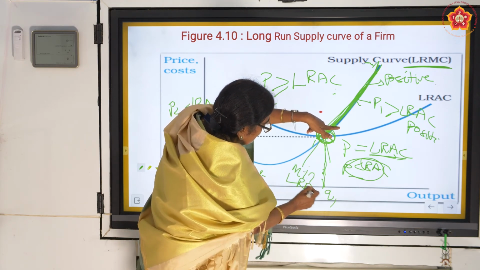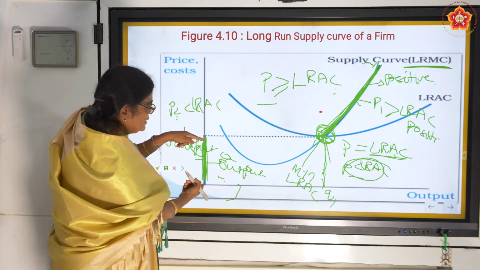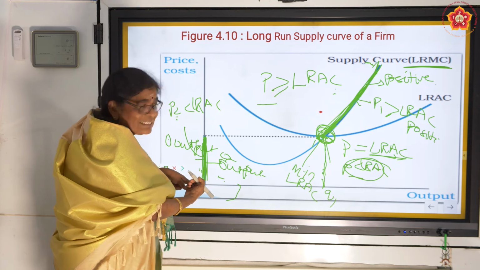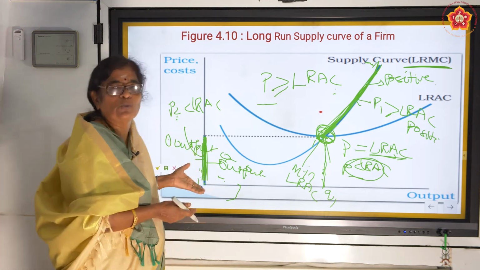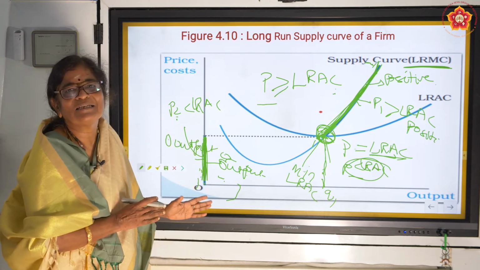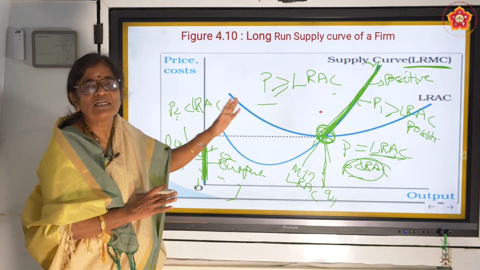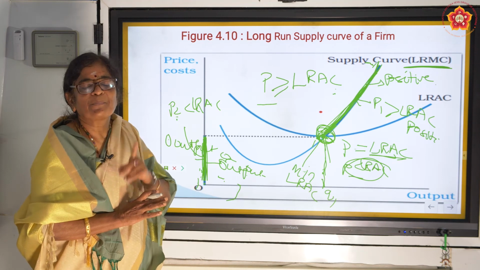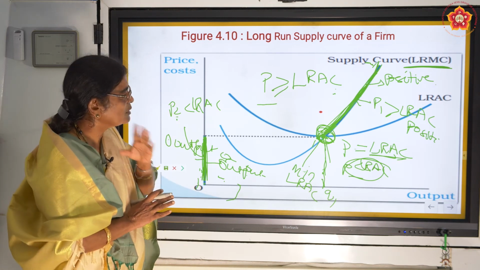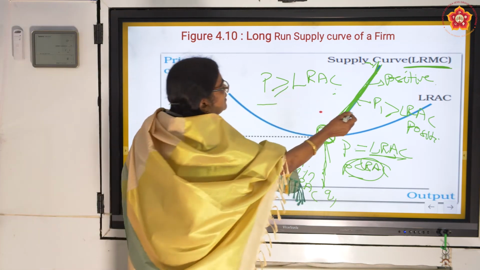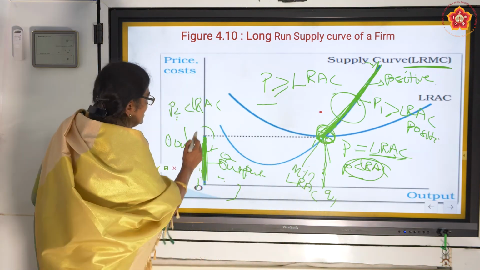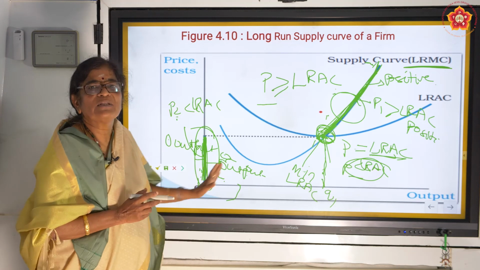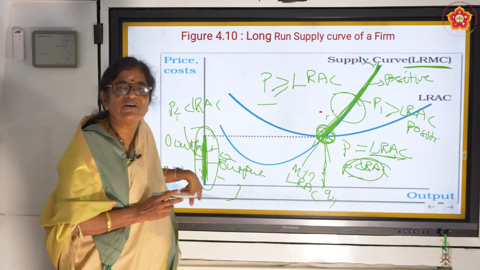LRAC, together with the zero output for all the prices which are less than LRAC, that is the P2 prices, is called the long run supply curve of a firm. Therefore, when you refer to the long run supply curve, you have to define this portion as well as this portion. Both together constitute the long run supply curve of a firm.